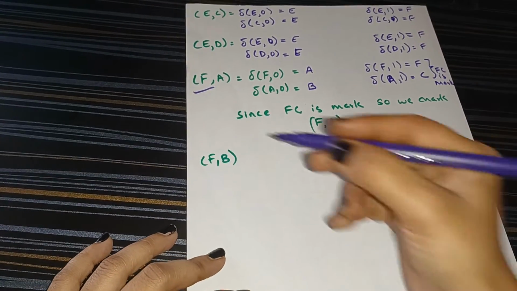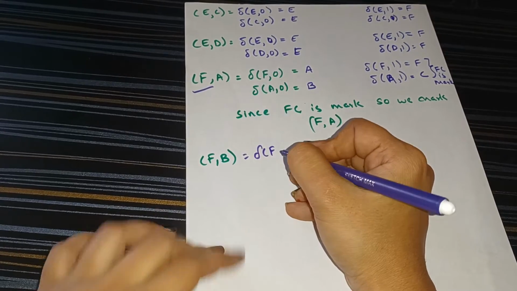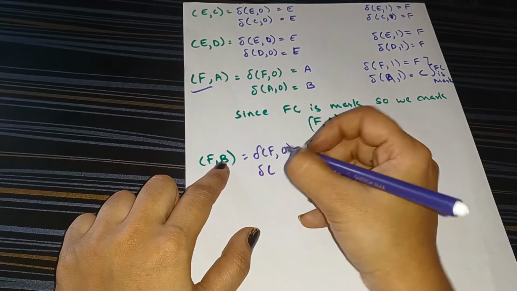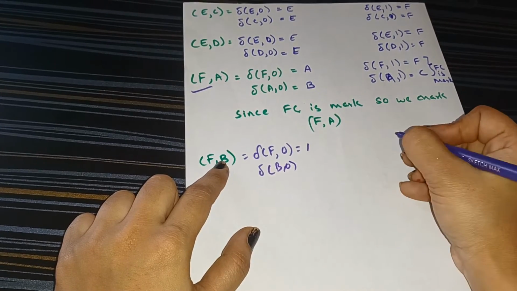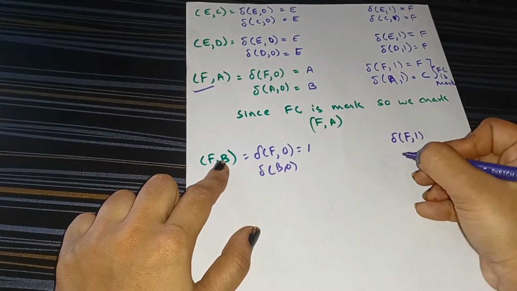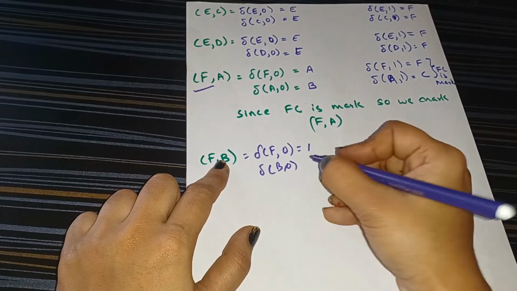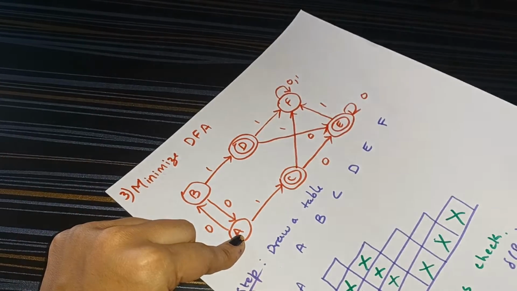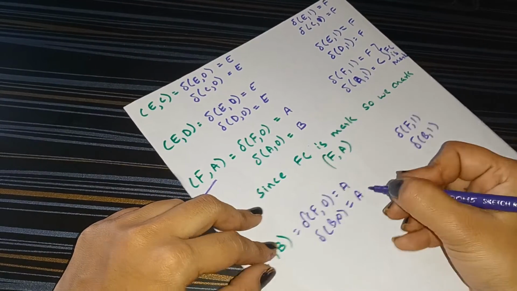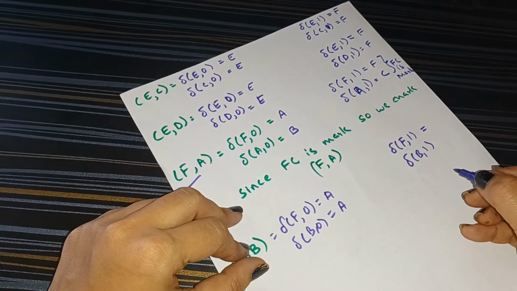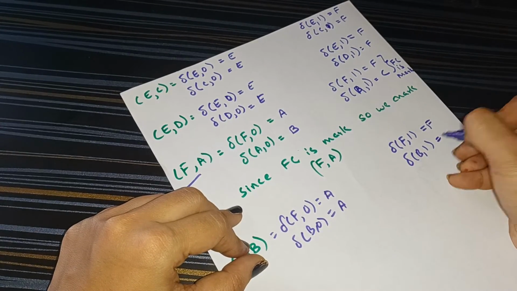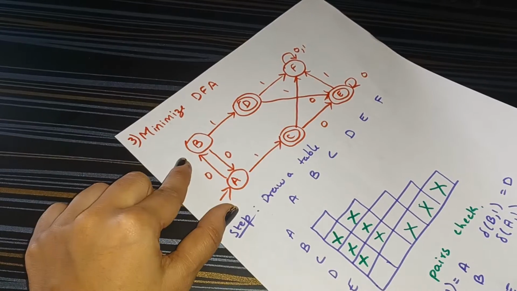So the leftover unmarked pair is FB. We have to check delta transition of F on 0 and B on 0, and F on 1 and B on 1. F on 0 it is going to itself, B on 0 it is going to A. And F on 1 it is going to F itself and B on 1 it is going to D.